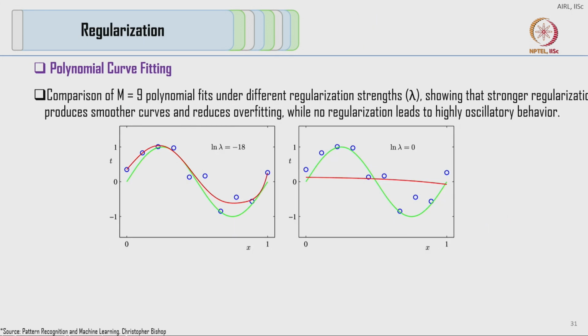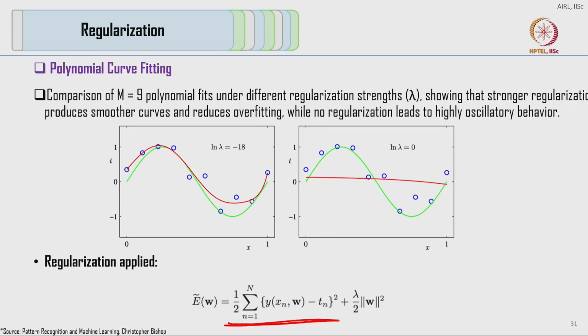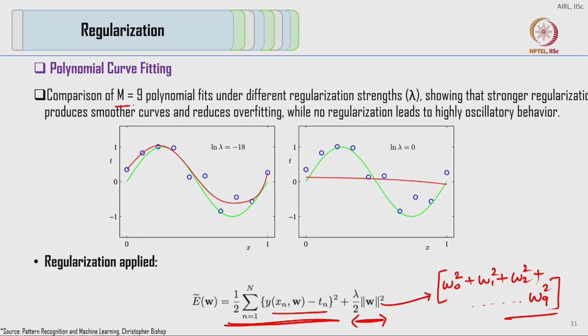Okay. Now let us also see the influence of regularization. So this is the error that we had defined earlier, which is 1 by 2 summation n equals 1 to N of (y minus t_n) whole square, right. Now let us add a regularizing term, which is highlighted by the second part of the equation, which is lambda by 2 norm of w square. If we write norm of w square, it is essentially W0 square, W1 square, W2 square till W9 square. Essentially because we are currently working with m equals 9, right.